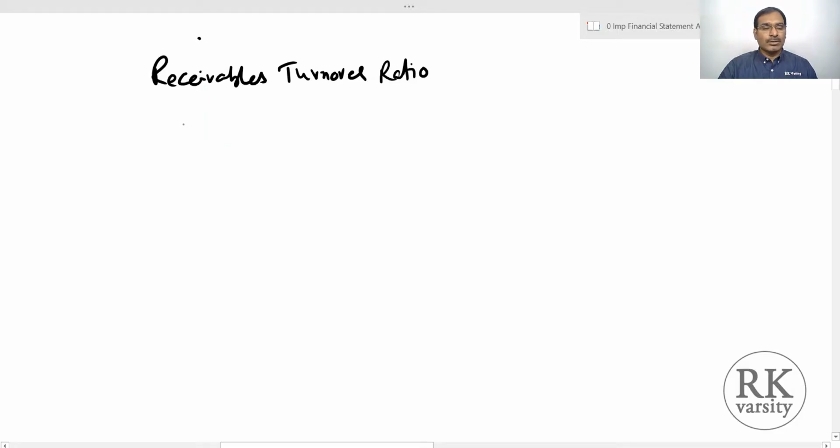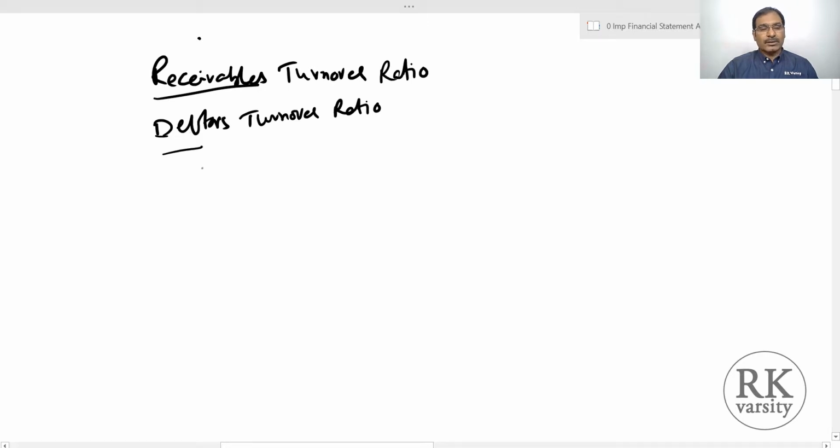Receivables turnover ratio is also called debtors turnover ratio. I prefer to use receivables turnover ratio instead of debtors turnover ratio because contemporary balance sheets do not have any item with the name debtors turnover or debtors. Contemporary balance sheets show trade receivables and trade payables. So that's the reason why I prefer using receivables turnover instead of debtors turnover.